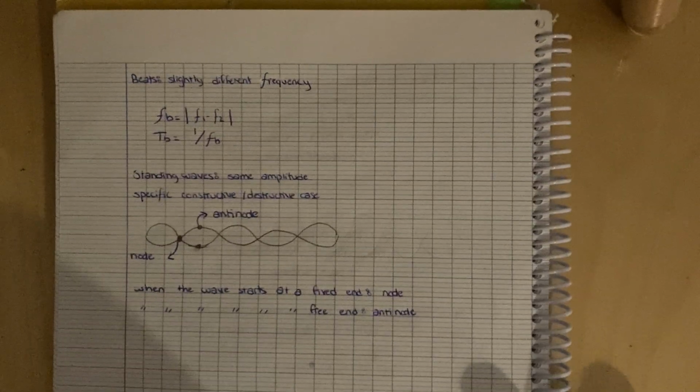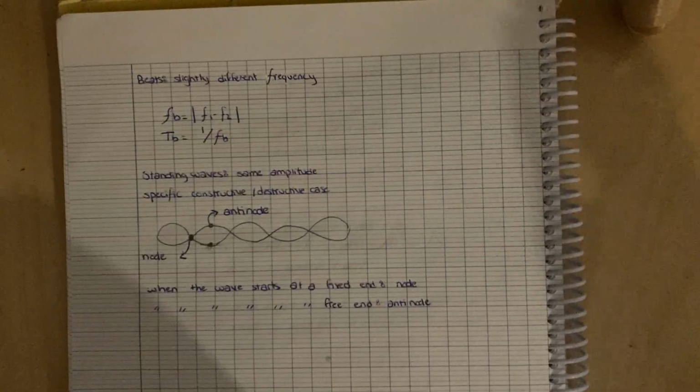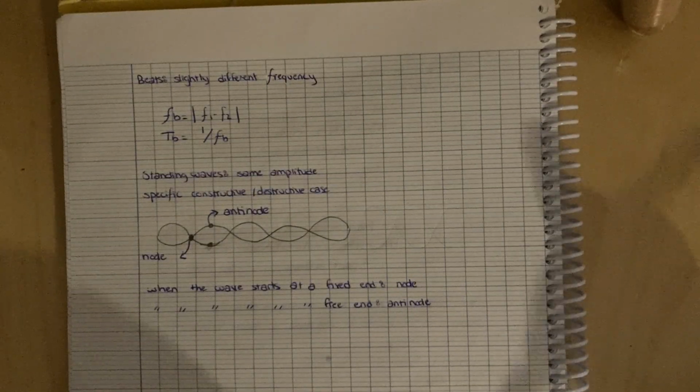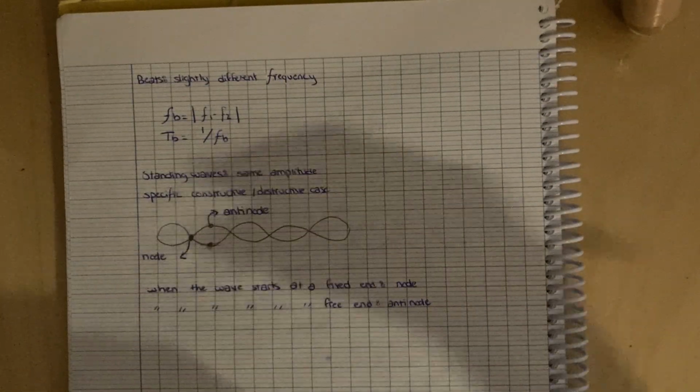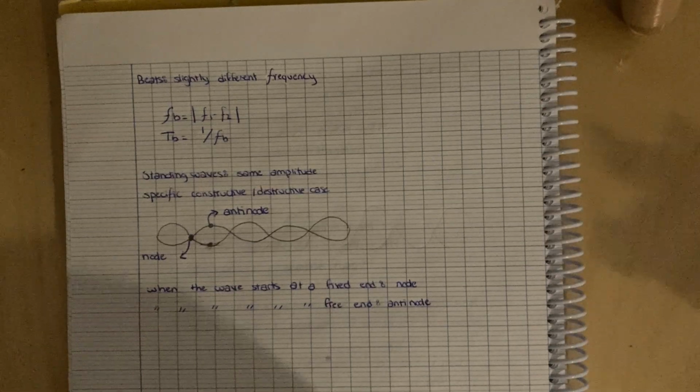Beats are when their frequency is slightly different. And the frequency is the absolute value of f1 minus f2, or the frequency of the first wave minus the frequency of the second wave. And the period is, like all other periods, 1 over the frequency of the beats.